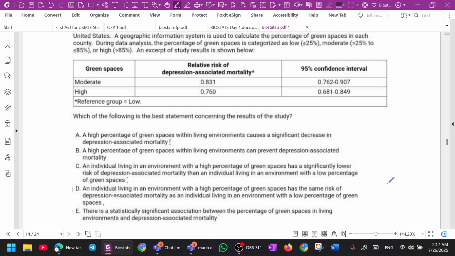So read A. A high percentage of green space with living environment causes a significant decrease in depression associated mortality. Do we keep it or do we delete it? We should keep it. The relative risk of depression associated mortality in high green space is actually decreased, isn't it? Look at this word: causes.